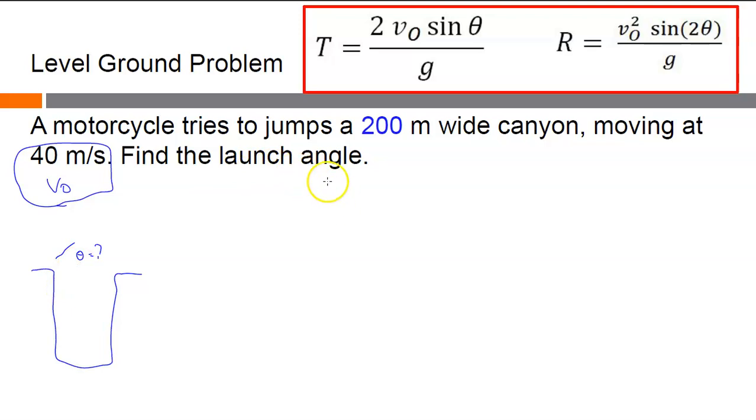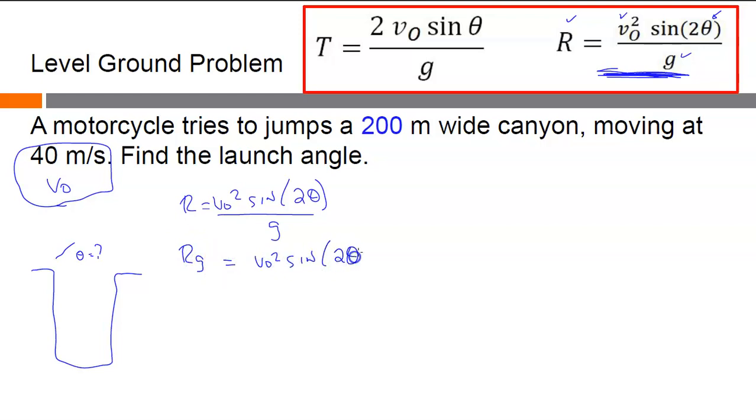All right. So what I'm going to do is to take the range formula here. I know the range is 200 meters. I know the V0, and of course I know G. I want theta. So see how that formula, if I rework it, solve for theta, will give me that number. All right, let's do that right here. I've got R equals V0 squared sine 2 theta over G. I want to solve for theta, so let's get rid of this divided by G first. I'll multiply both sides by G. Cancels on the right, pops up on the left. Looks like that. Okay. Next up, I'm going to divide by V0 squared.